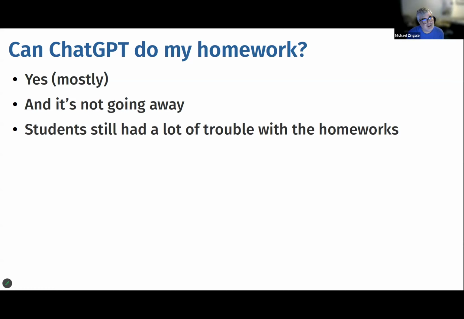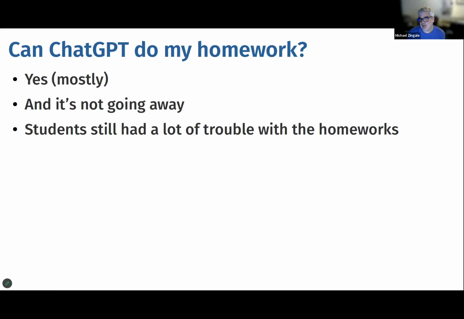Interestingly, students still had a lot of trouble with their homeworks. I can't say for certain if they were all using AI, or if some of them were using AI. It seems that there was probably some AI use, but they still had some fundamental mistakes. Maybe as these language models improve, they'll do better.